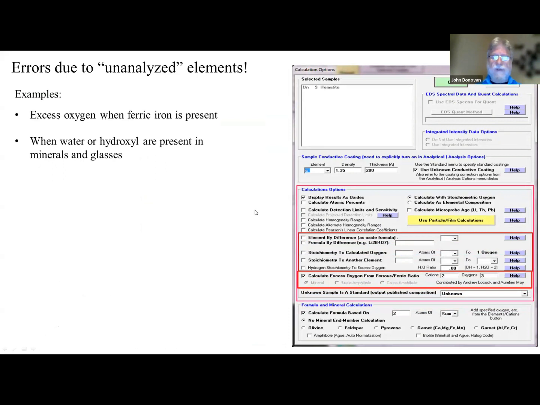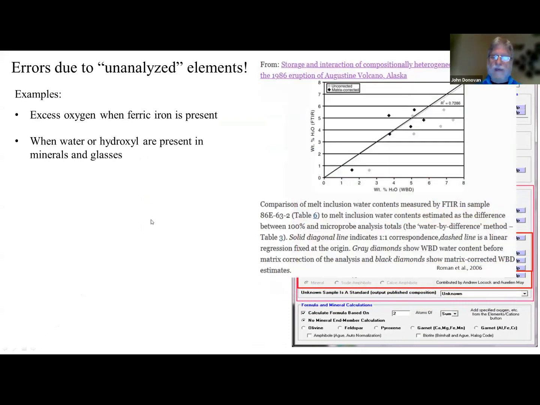These can be corrected for now using charge balance in PFE, which is really cool. There's a paper that just came out on that. This is an example of not including water in a glass analysis when comparing FTIR to microprobe. The gray symbols are without water in the matrix correction, and the black symbols are with water in the matrix correction. As you can see, you're going to overestimate the amount of water by microprobe if you do not include water in matrix correction.